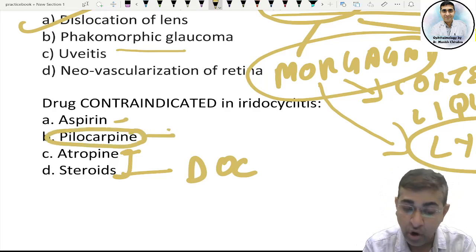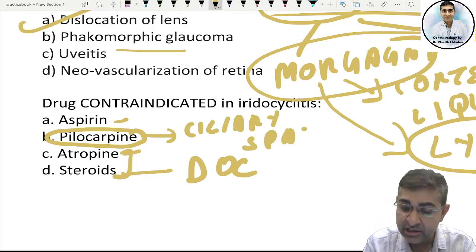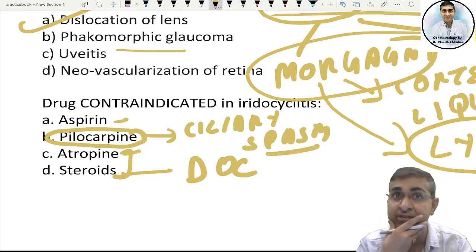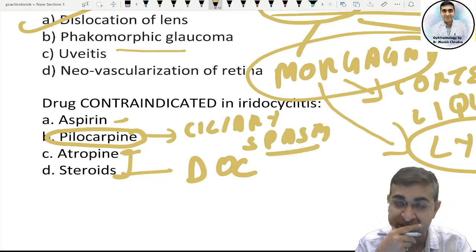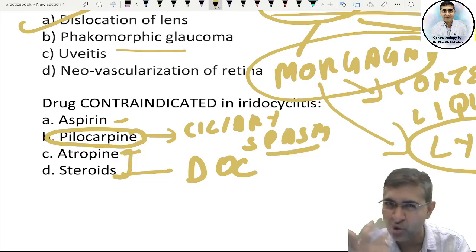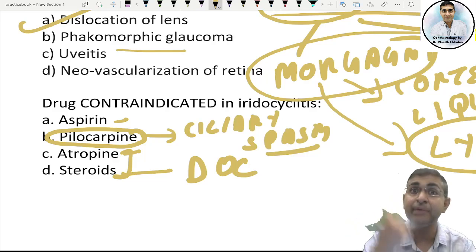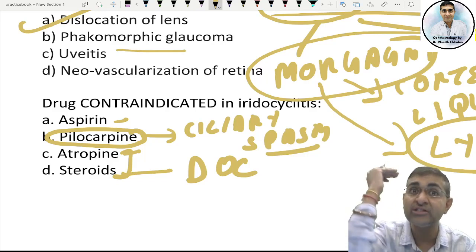Pilocarpine can worsen uveitis, because it can cause ciliary spasm, and there is already ciliary muscle spasm due to inflammation of the pars plicata of the ciliary body. So pilocarpine also causes ciliary muscle spasm that may worsen uveitis. That is one side effect.